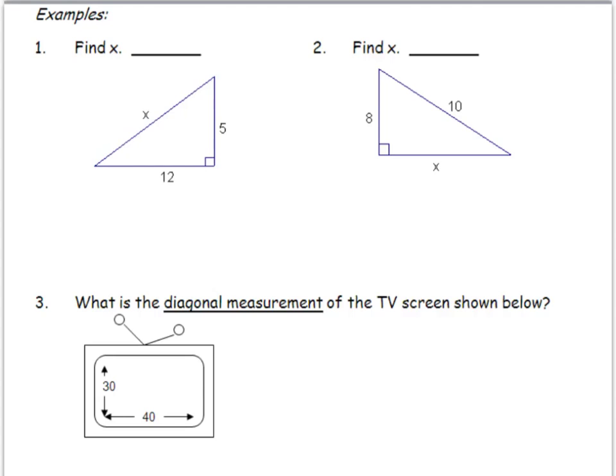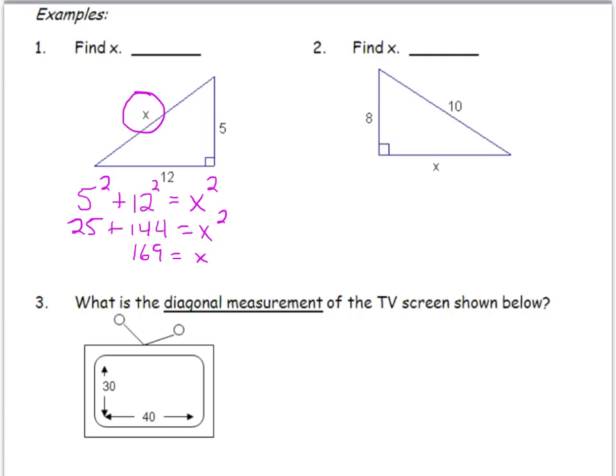What I like to do when I'm setting things up like this is circle my hypotenuse, because that's the one that has to be by itself in the Pythagorean theorem. So setting up the Pythagorean theorem, we're going to take both of the legs, square them, and add them. So we do 5 squared plus 12 squared equals the hypotenuse squared. Then all we have to do is solve it from here. So I get 25 plus 144 equals x squared, and then we get 169 equals x squared. If you square root to solve for x, you get x is 13.